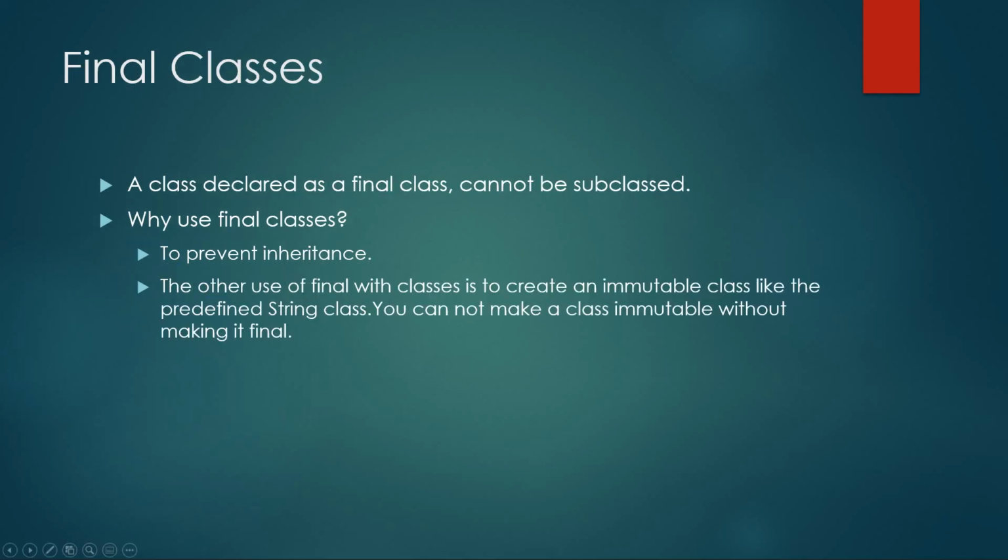Let's move on to final classes. A class declared as a final class cannot be subclassed. So why use final classes? The first reason is to prevent inheritance, and the second reason is to create an immutable class like the predefined string class. So you can make a class immutable by defining the class as final.